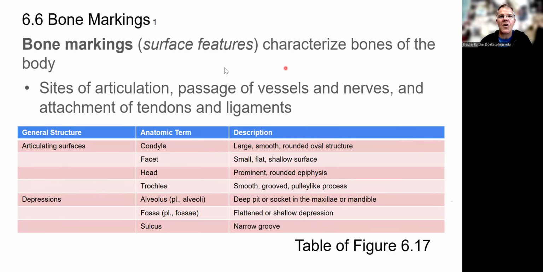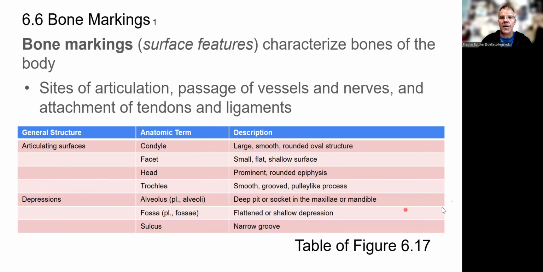Bone markings are surface features that characterize bones of the body. These can be sites of articulation. Remember, articulation is where two bones come together. They could be passages for blood vessels or for nerves, and they can be attachment sites of tendons and ligaments.